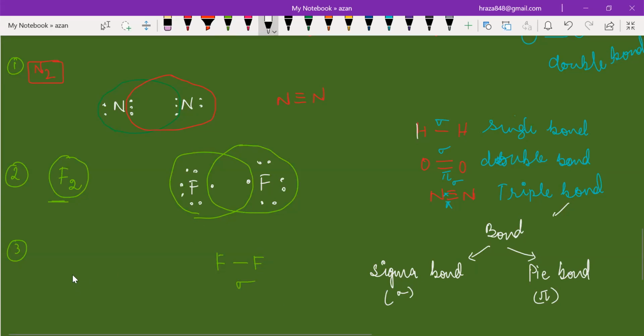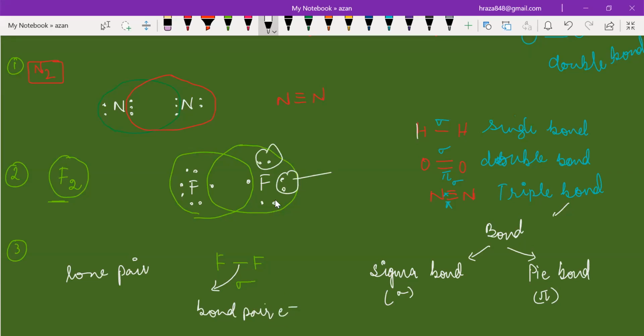Another question that can be asked is about lone pairs. Do you know this is called a bond pair, or bond pair electrons, and these are called lone pairs. So on one fluorine there are 3 lone pairs, and on the other fluorine we have 3 lone pairs. So the total lone pair in this compound is 6 lone pairs, right? Yes, sir.